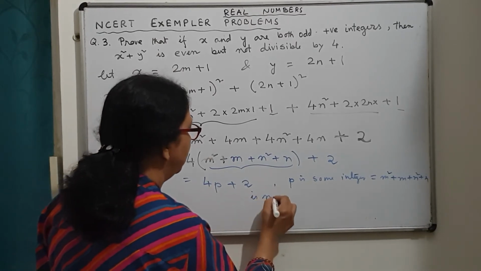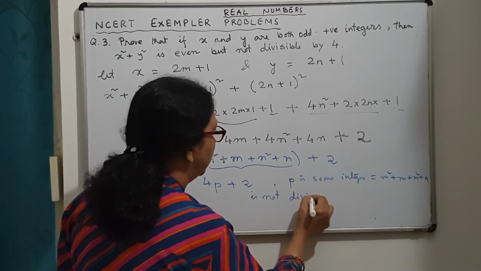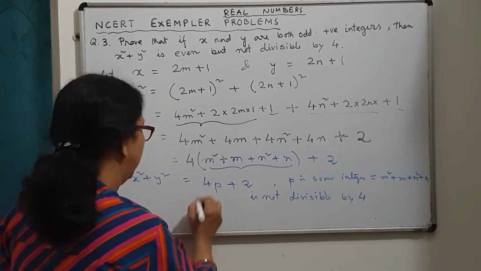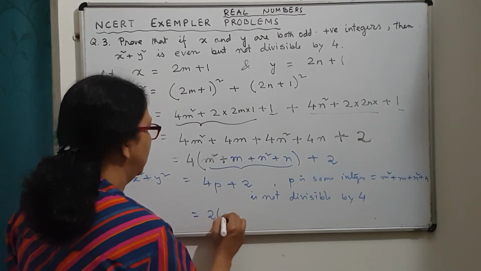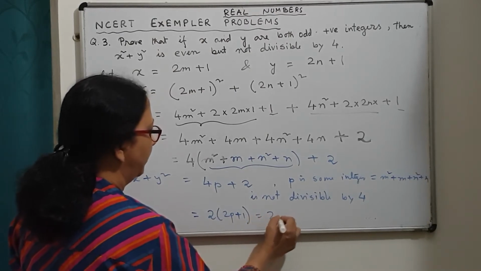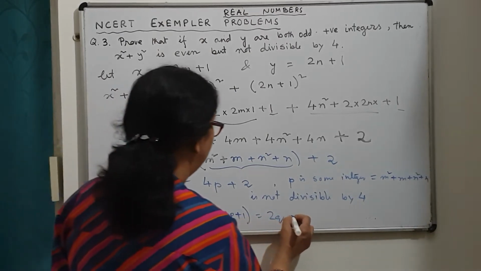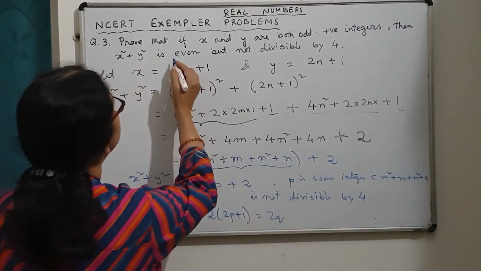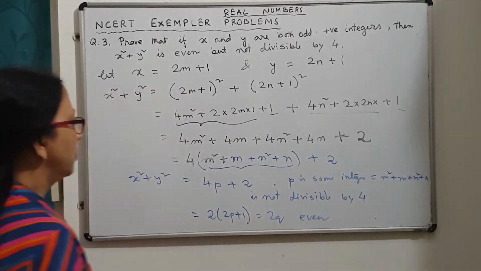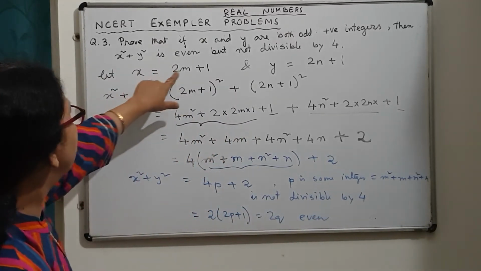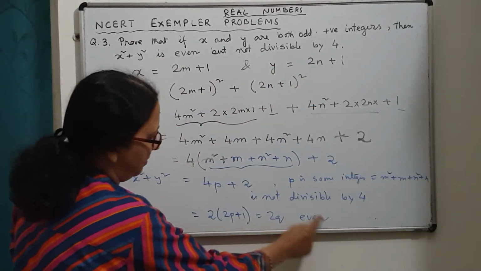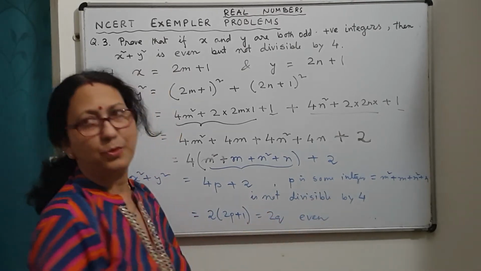So this is not divisible by 4. But this can be written another way: take 2 common, 2(2p plus 1). So it is of the form 2q, where q is 2p plus 1. So therefore, as we have to prove, it is even. So you have proved that when x and y are two odd integers, x square plus y square is even but not divisible by 4. Hence proved.